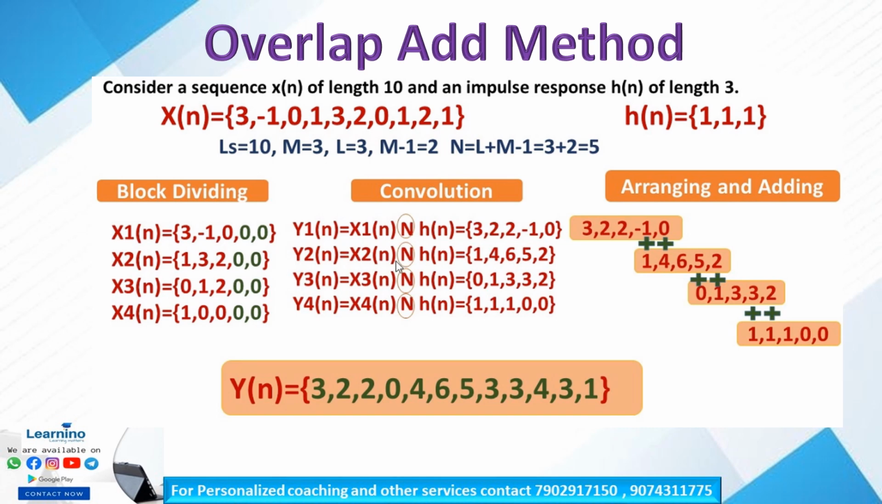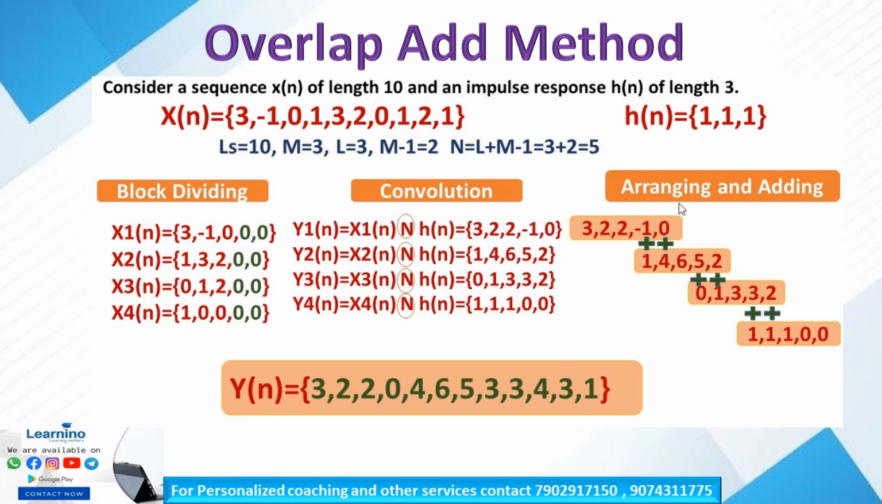Then y2 of n is equal to x2 of n circular convolution h of n, and the result is 1, 4, 6, 5, 2. Then y3 of n, the circular convolution of x3 of n and h of n, gives the result 0, 1, 3, 3 and 2. And y4 of n is equal to x4 of n circular convolution h of n, and the result is 1, 1, 1, 0, 0. So that's about the convolution.